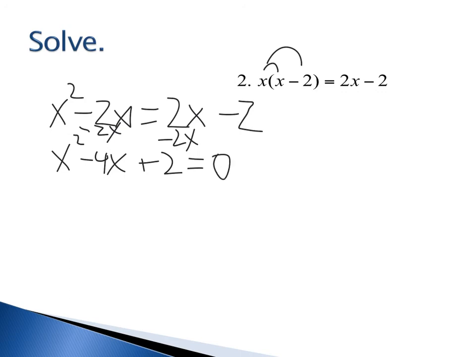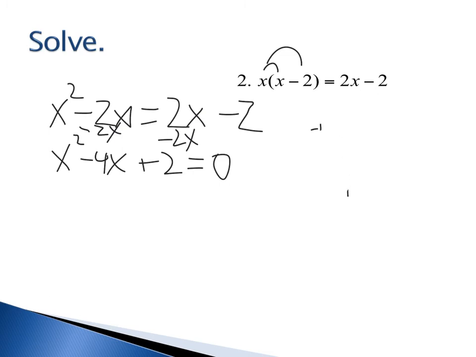Now the easiest way to solve a quadratic is probably to factor. So if I just check real quick, is there anything that multiplies to 2 that's going to add up to negative 4? Well, the only things that multiply to 2 are 1 and 2, and that adds up to 3. Even if I did negatives, that still isn't going to give me the number I want. So let's go ahead and use the quadratic formula.